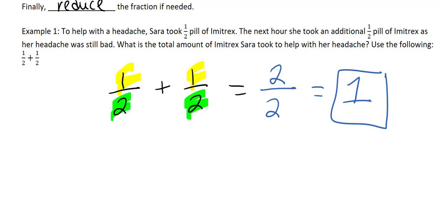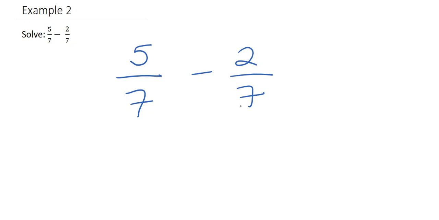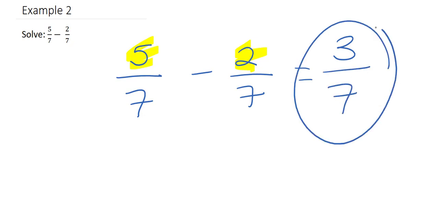So let's go ahead and look at some more examples. So example 2, we're going to solve the following. We have 5/7 minus 2/7. So we have 5 over 7 minus 2 over 7. So we look at this 5 minus 2, that would be a 3. We keep our denominator, so we have 7. So 3/7 is our final answer.